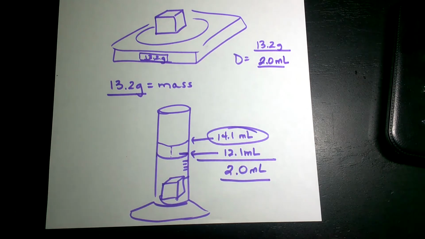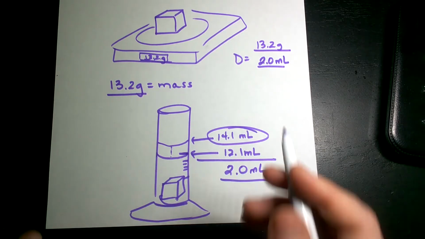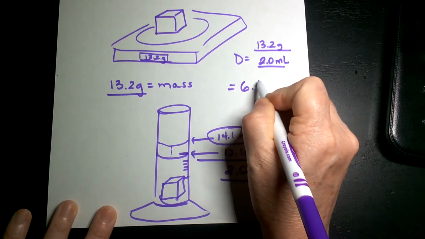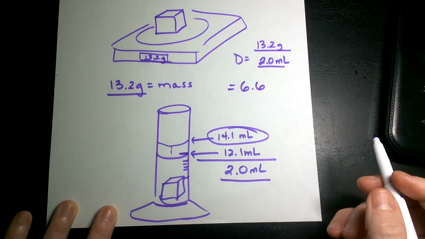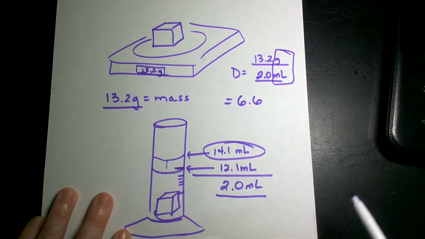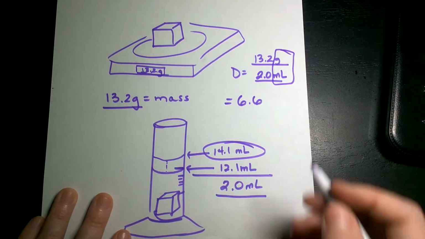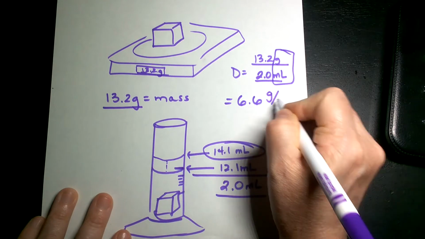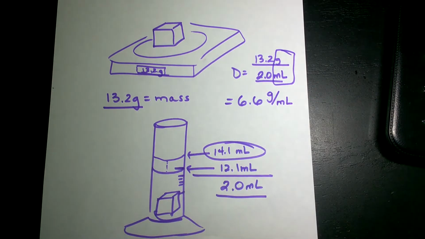All right, and so then you would take your calculator, and you would do 13.2 divided by 2.0. You're going to get an answer of 6.6, and then your units are based on this set of units. There's not a new unit for density, so it's grams per milliliter.